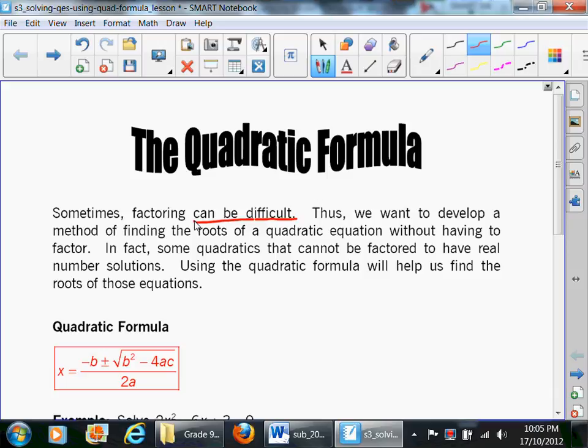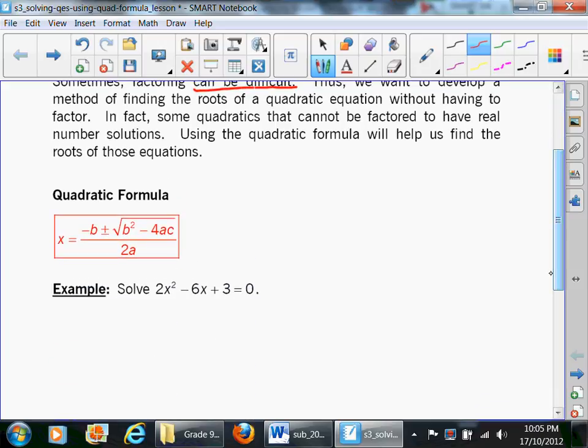In fact, for some quadratics that can't be factored, we can use the quadratic formula to find the real number solutions. But you can't factor them. So that's the kind of cool thing here. We can use this quadratic formula to help us answer questions that factoring can't even help us do. It'll also help us deal with questions that maybe we don't know how to factor. So here's the basic thing.